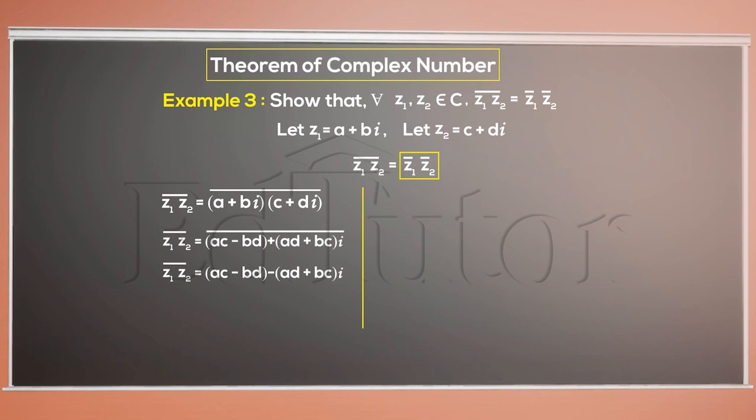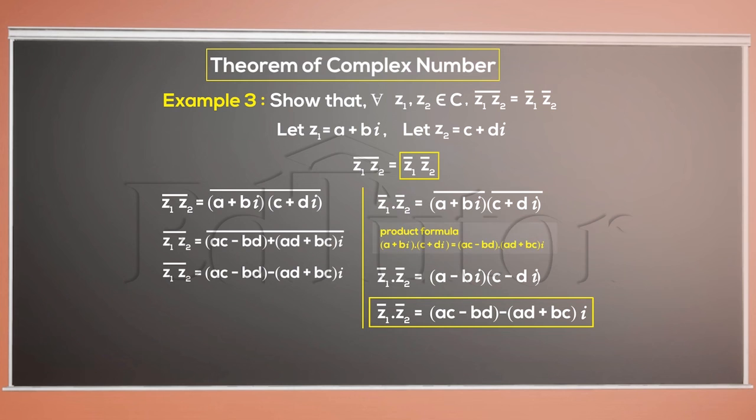Moving on to the right hand side, it requires us to find the conjugate of z1 and z2 first and their product afterwards. The result is the same as before. And that's our proof. Good practice, isn't it?